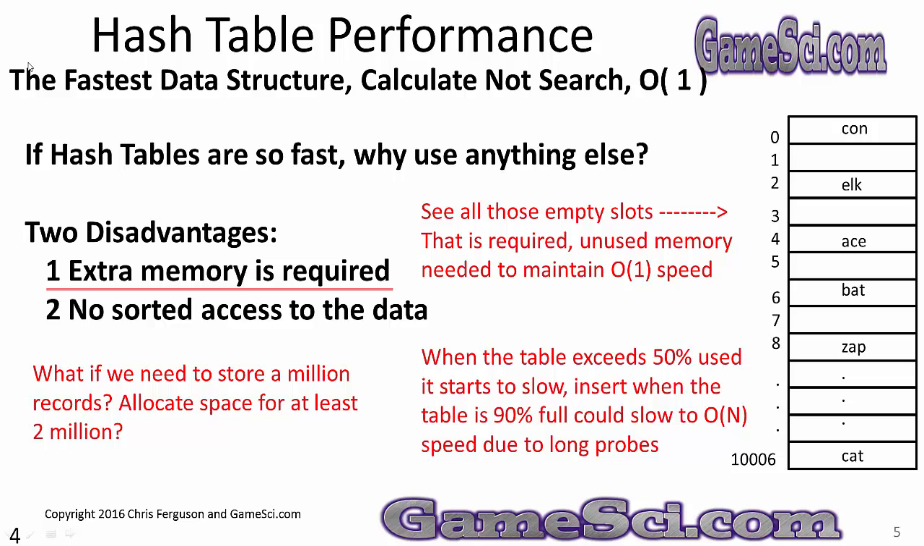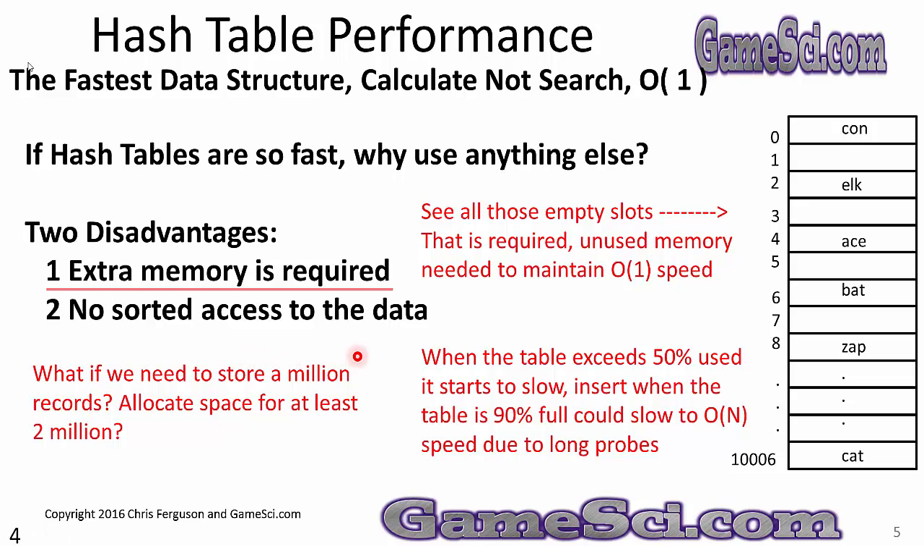Disadvantage 1. Extra memory is required. See all the empty slots in this hash table? We have plenty of empty room in here. This is a requirement. Unused memory needed to maintain order of 1 speed. Studies have shown when the table exceeds 50% used, it starts to slow down. Insert when the table is 90% full could slow to order of n speed due to long probes. If I have to search through 90% of the array to find an open slot, oh boy, it's not going to run at order 1 speed.